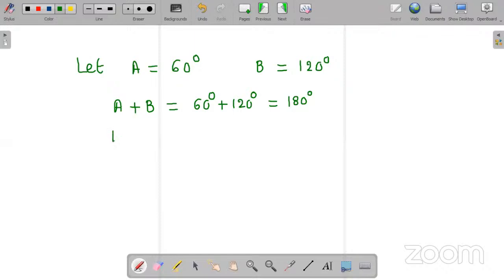Then what do you say about angles A and B? This is our question, so try to answer it. Okay, Araja, check.